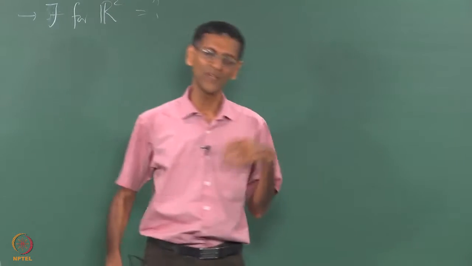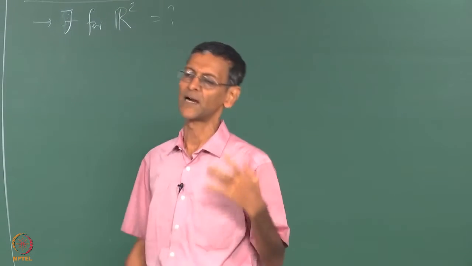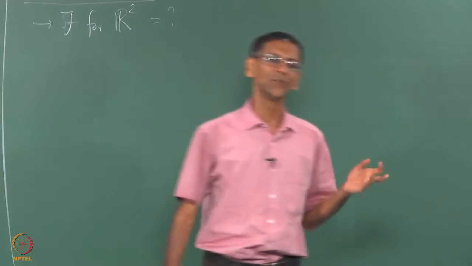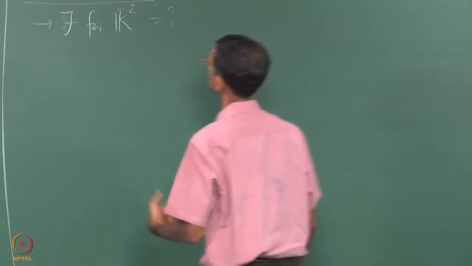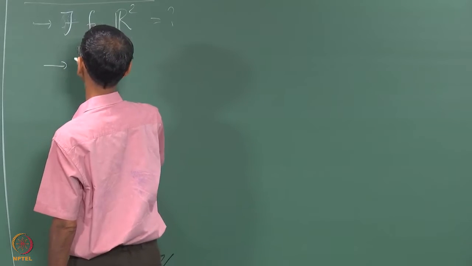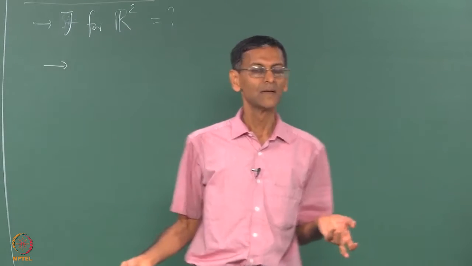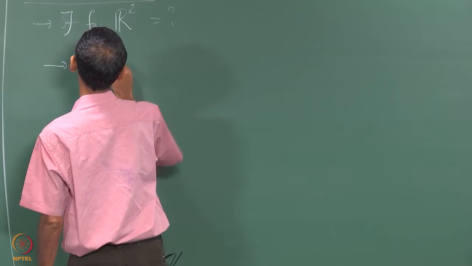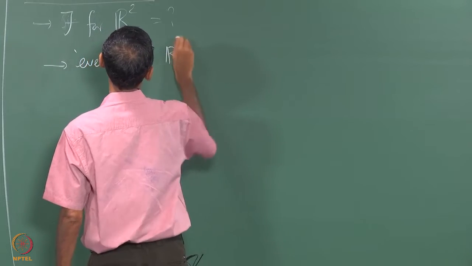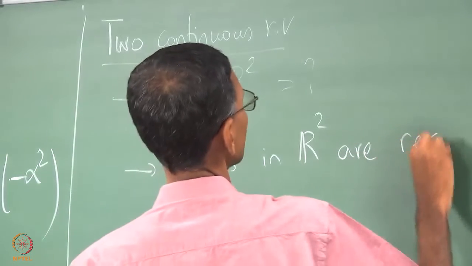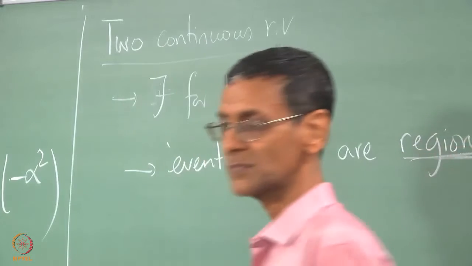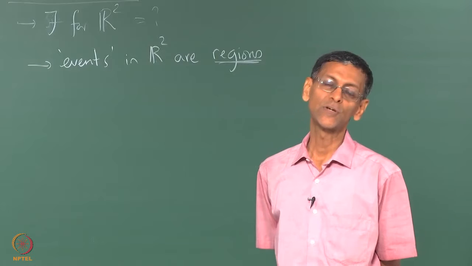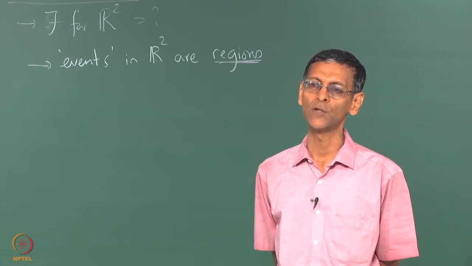and we need to look at the sigma field, or what events we are going to define in R squared for which we are going to assign probabilities, and those events are basically regions. The events in R squared are like we had intervals in R; in R squared we have regions. And what kind of regions are these? These regions are basically anything that you can get by taking a countable union of rectangles.